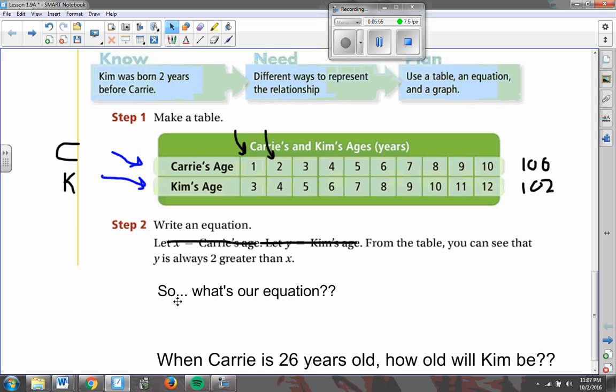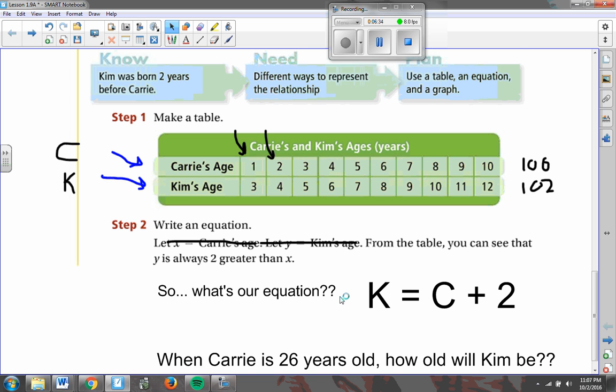Okay? So the equation we could write, well, what do we know about Kim's age? Kim's age is equal to something about Carrie's age, right? If I know Carrie's age, what do I have to do to Carrie's age to get Kim's? Well, I have to add 2 years, right? So Kim's age is really Carrie's age plus 2. So I now have this nice equation. Kim's age is Carrie's age plus 2. K equals C plus 2, where K is Kim's age, C is Carrie's age. If I take Carrie's age and add 2, I get Kim's age.